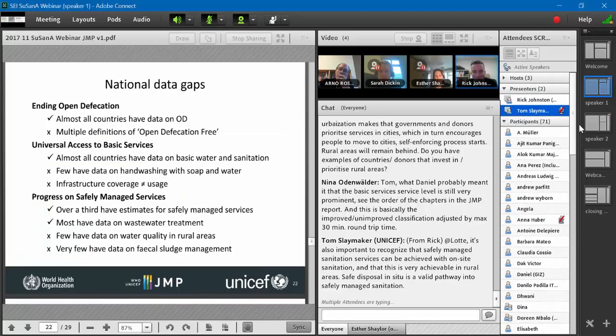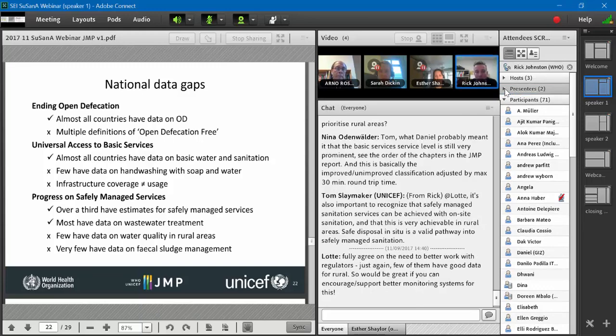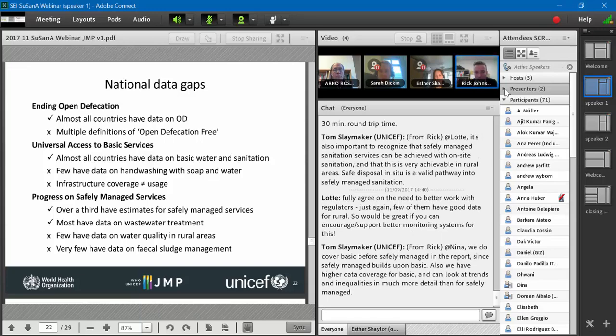So, in terms of where we are at the beginning of the SDG period with our first ever global baseline estimates, almost all countries have data on open defecation, and this is something we've been working on for some time. So we're able to produce estimates for almost all countries in the world. But there are multiple different definitions, as you know, of open defecation free. So the indicator that we're using is simply the population practicing open defecation, and this is based on the main practice within the household. Of course, if individual members of the household are asked about their sanitation practices, you might find a bigger difference.